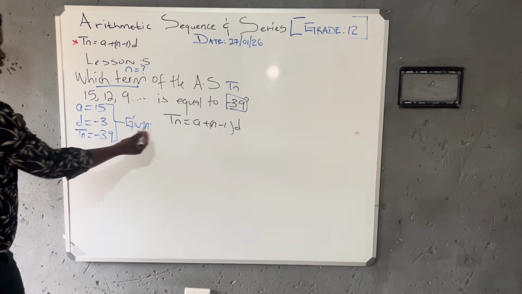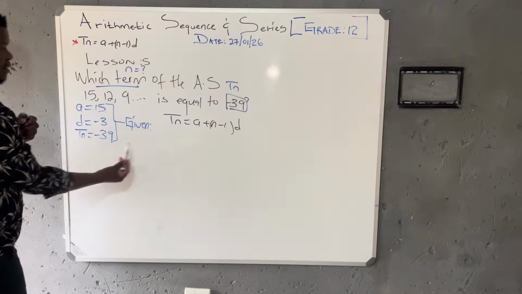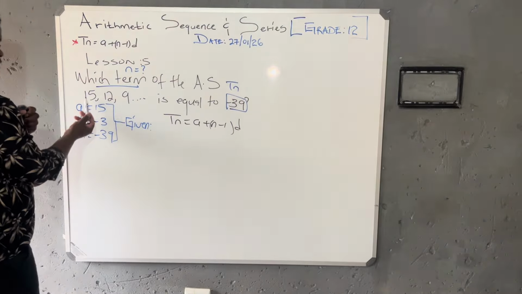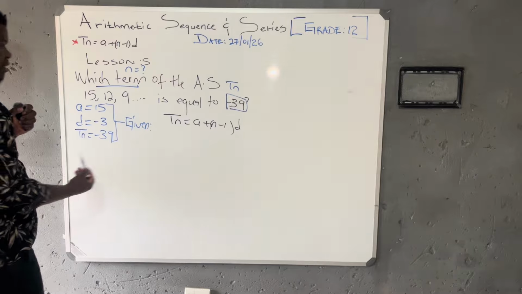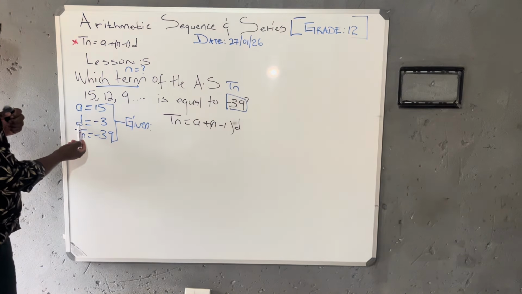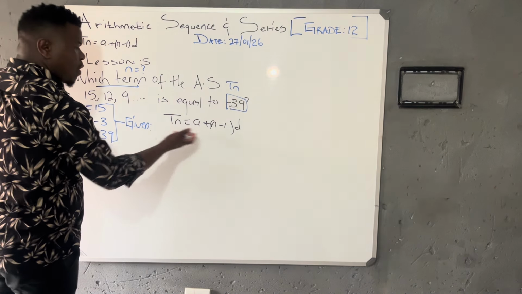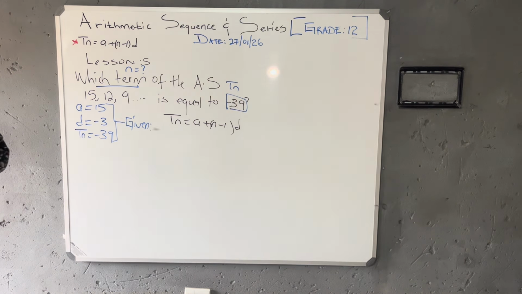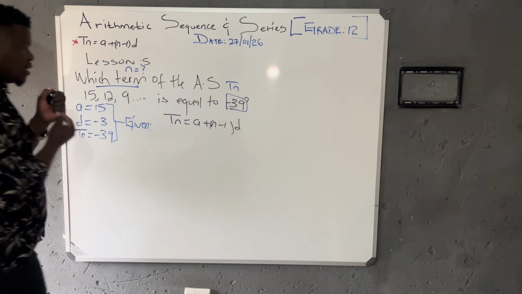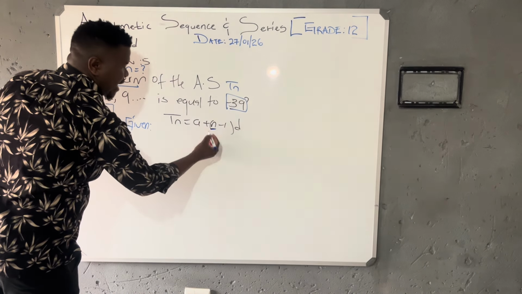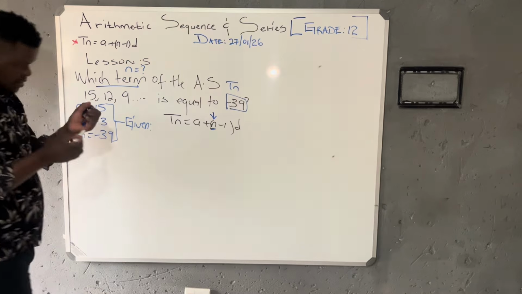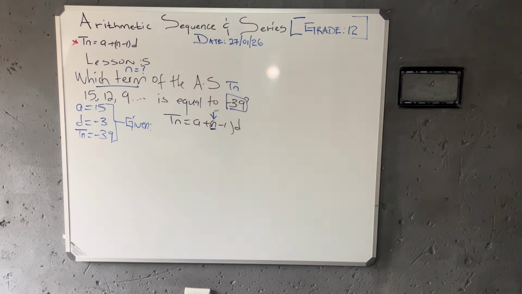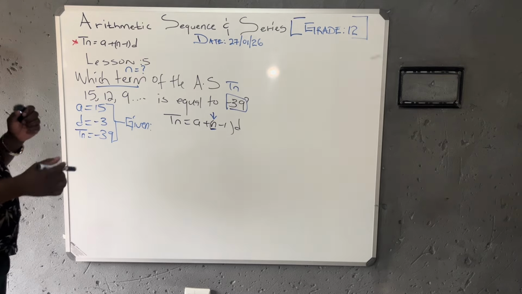Now, it's easy because Tn is there. A, it was given. I didn't calculate anything yet. D is there. You can only tell that the only thing that I don't know on this formula is actually the n. That is what we are looking for. It's exactly what we don't know.